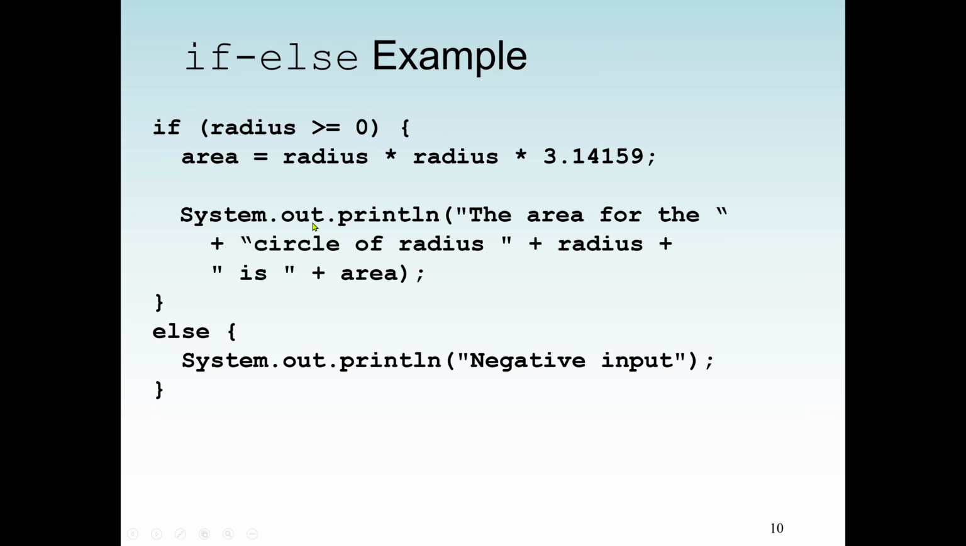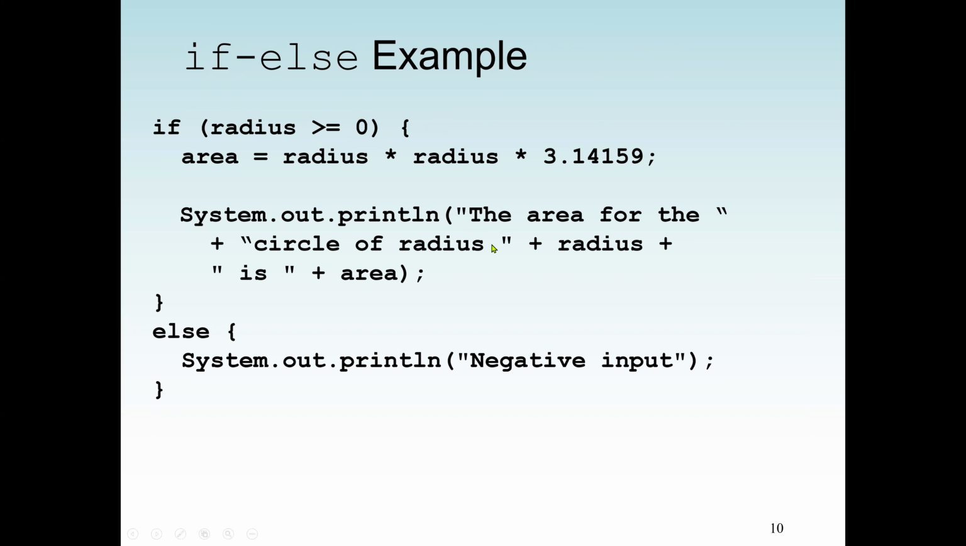System.out.println, we use this expression to print something on our monitor screen. So here we say the area for the circle of radius, and whatever radius we enter, let's say 5, the area for the circle of radius 5 is, let's say the area we calculated was 20.2, then it's going to print the area.